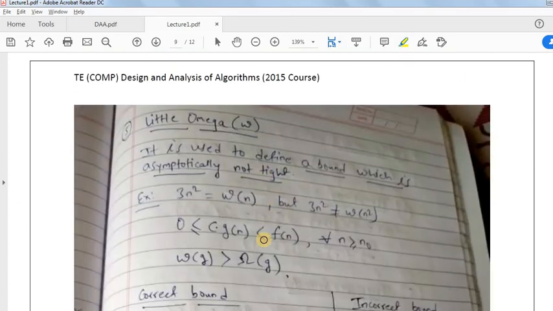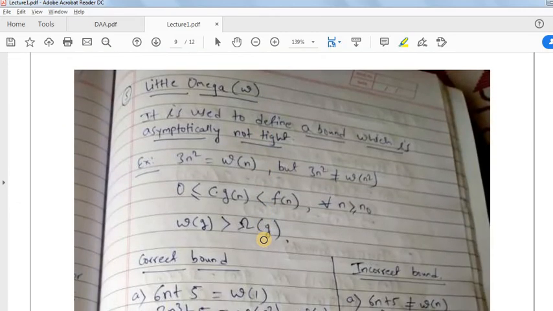Moving further, little omega notation. This is totally opposite of little o notation.